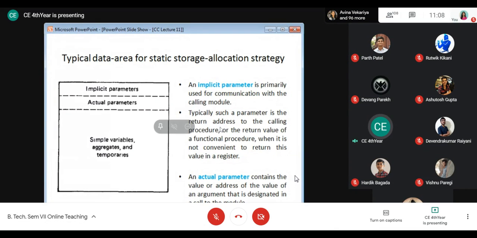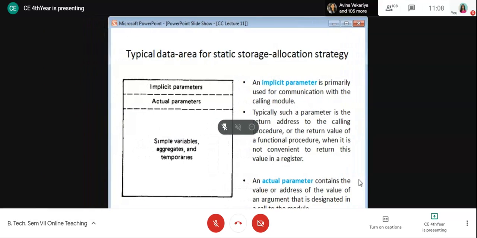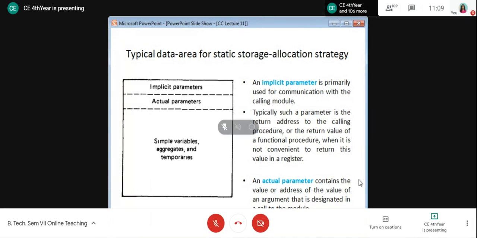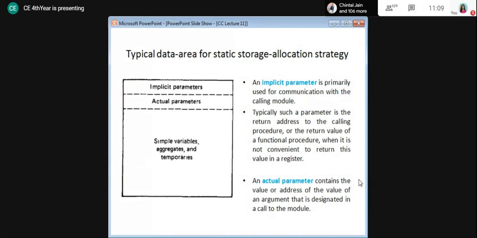Roughly divided. I'm not saying exactly, but it is roughly divided into three portions. One is the implicit parameters, then the actual parameters, and then we have the other variables, aggregates, and temporaries. So let us see what each of these things are, which we can store in the static storage allocation.